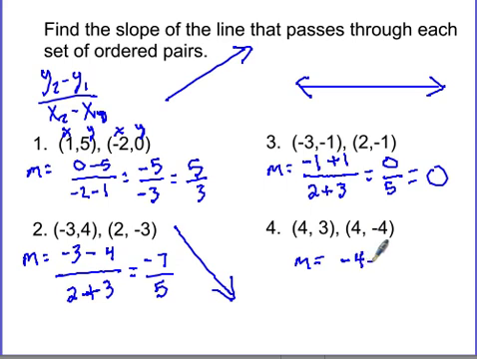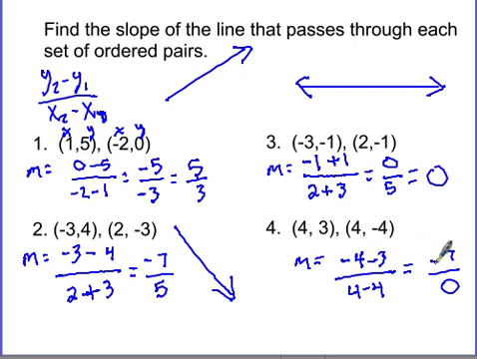-4 minus 3 over 4 minus 4. And so that is, well, -4 minus 3 would be -7 over 0. But this is the part we want to talk about, having 0 on the bottom of a fraction. What does that mean? It's not -7.